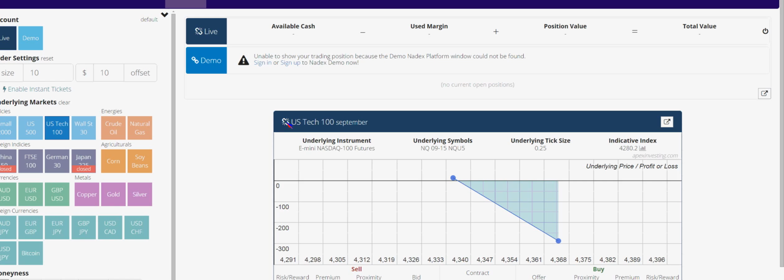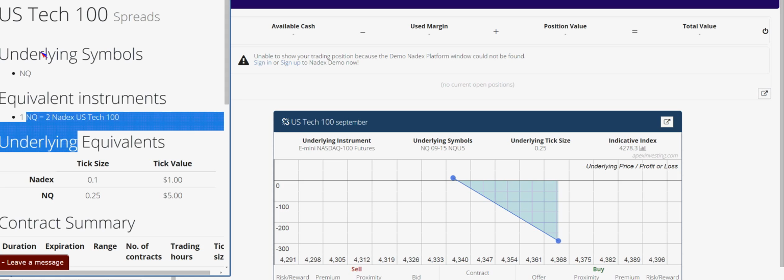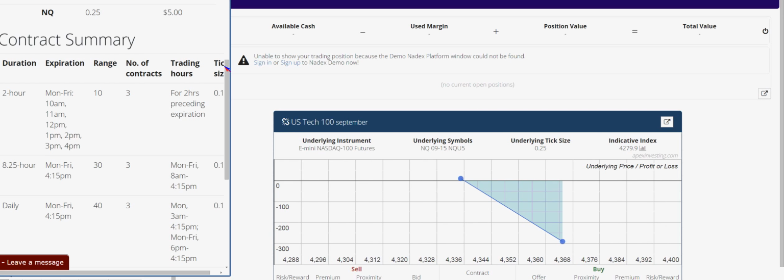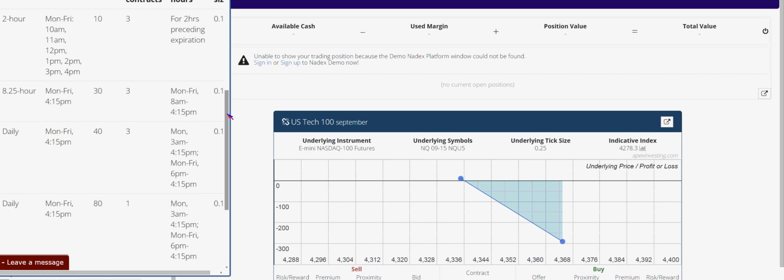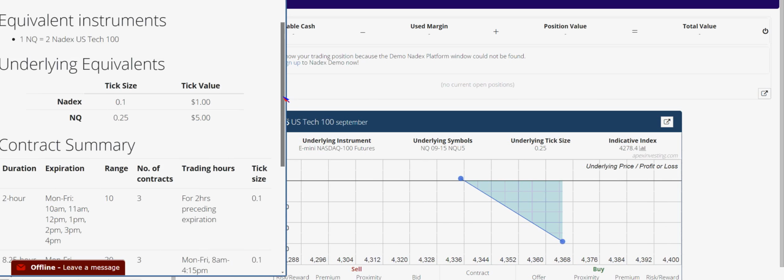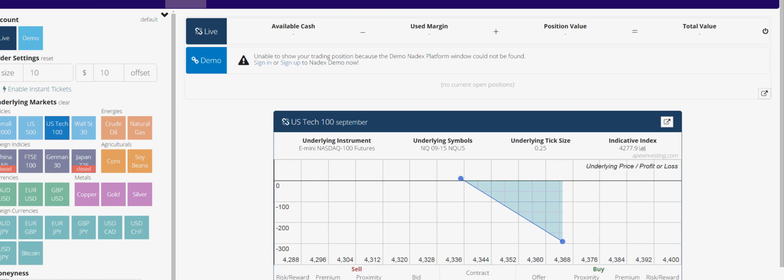A lot of people don't even know about this icon. See this little paperclip looking thing? If you click that, it'll open up and it tells you all sorts of interesting information, such as the underlying symbol is the NASDAQ. It takes 2 NASDAQ on spreads to equal 1 NASDAQ future. The tick size of NADEX is 0.1 for $1. Tick size of NASDAQ in Q is 0.25 for $5. And here are the trading hours, tick sizes, everything, of all the contracts for the spreads on NASDAQ. So very helpful little link for you there. And that's on all the markets.